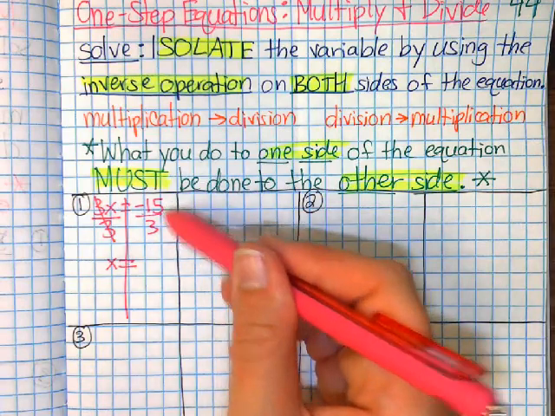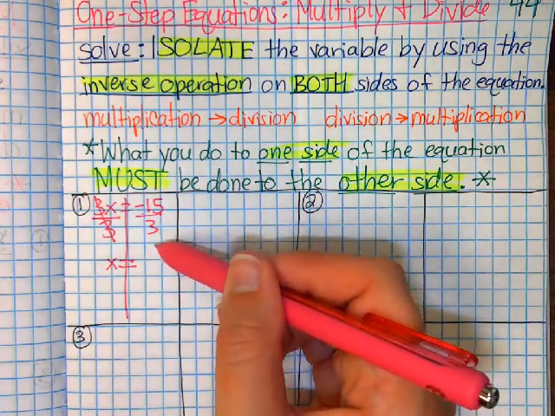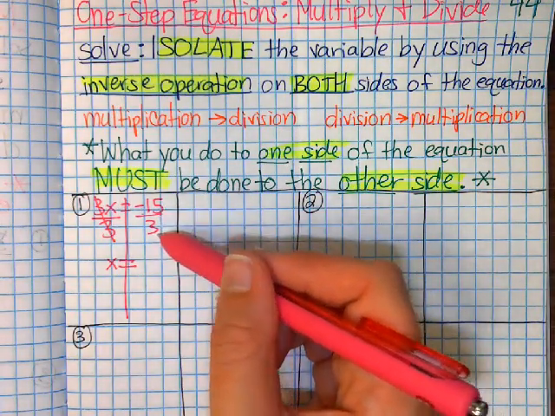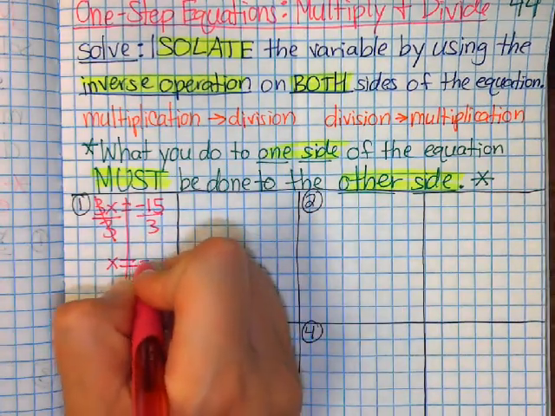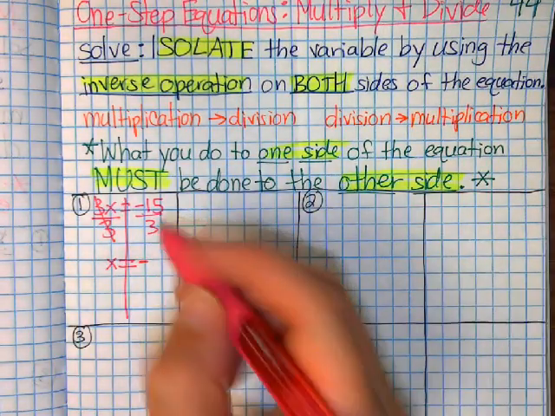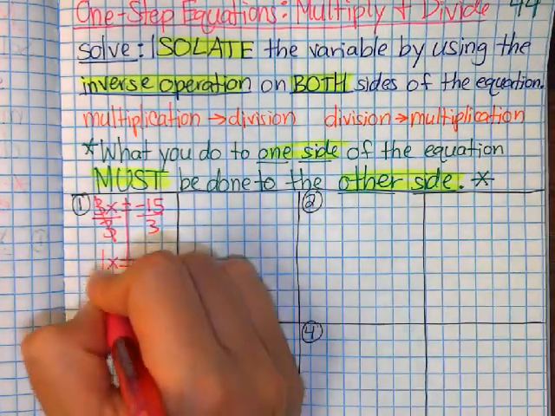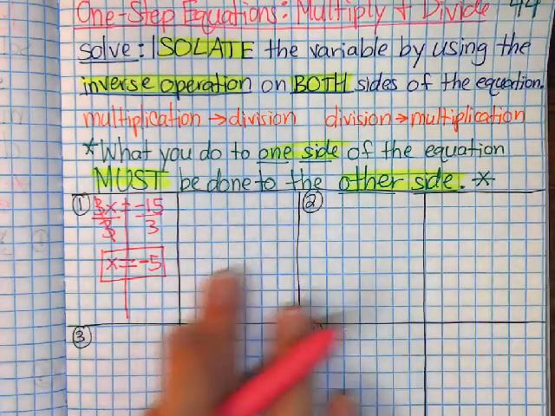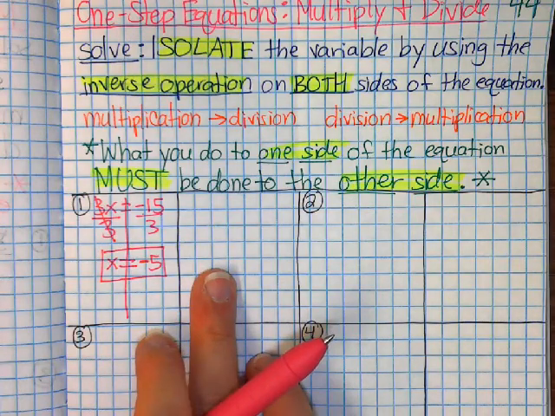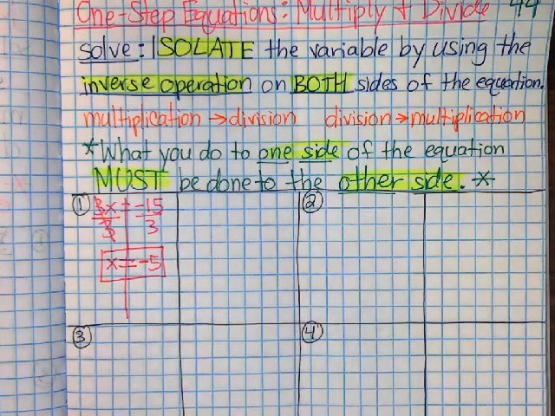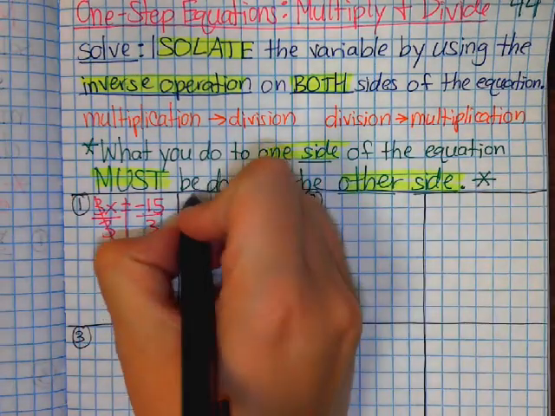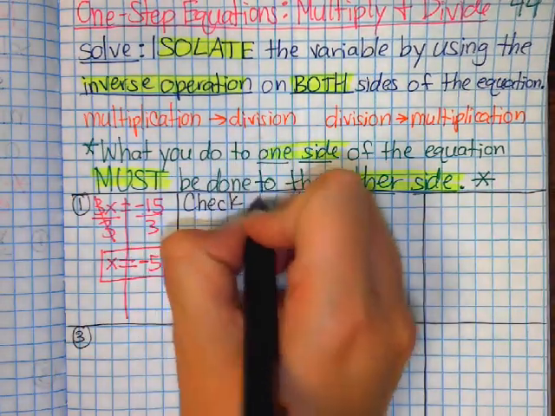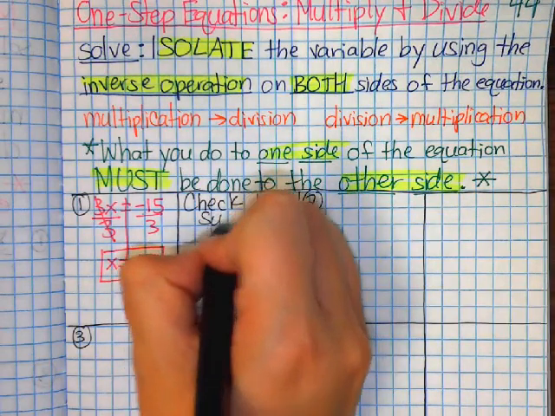Negative 15 divided by a positive 3. We learned with our integers, negative divided by a positive gets me a negative answer. 15 divided by 3 is 5. So x equals negative 5. Now, this second little box, we are going to check our work. So you check by substitution. I'm going to write that down. Check by substitution.